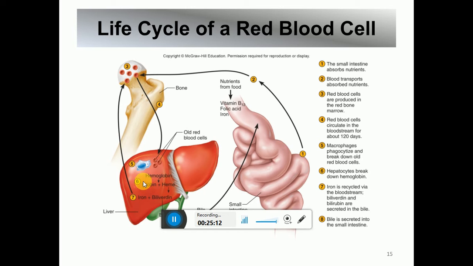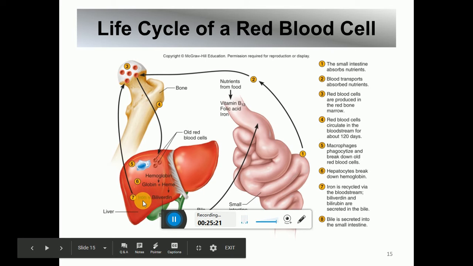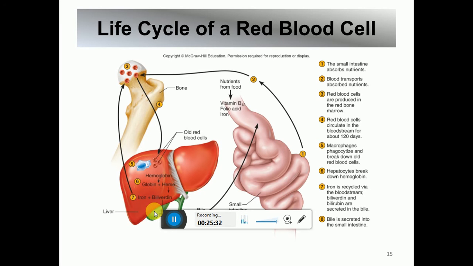Globin again is a protein. It'll break down into amino acids and the body will recycle its use, while heme will break down into both iron and biliverdin. Iron can be recycled to make new RBCs, or it could be stored in the liver as ferritin, while biliverdin will change into bilirubin and then it'll be dumped into the bile.